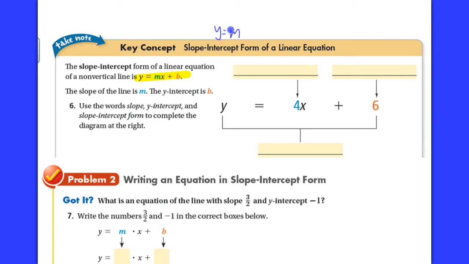This is slope-intercept form of a line. y equals mx plus b. All right. Now right here you have a blank you're supposed to fill in. So this is an example. y equals 4x plus 6.